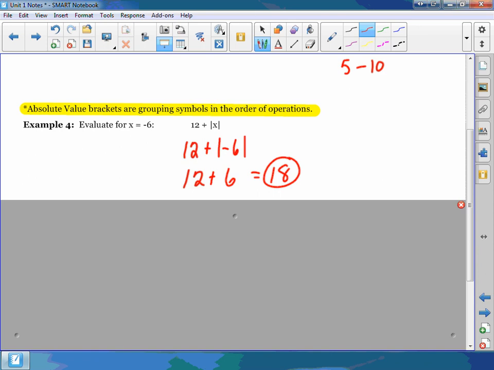So why don't you try examples 5, 6, and 7 on your own here? I've shown you everything that you need in order to be able to do these, because the only thing else you're really going to be drawing upon is your knowledge of the order of operations, which we've gone over time and again. Okay? So go ahead and try 5, 6, 7. So you can pause it now, and then we'll go back through.